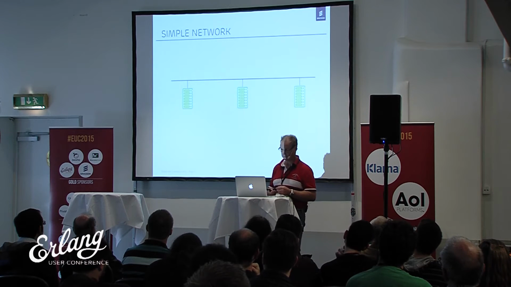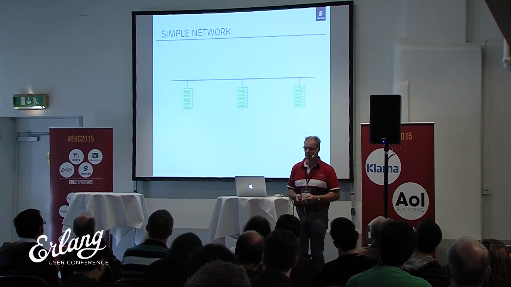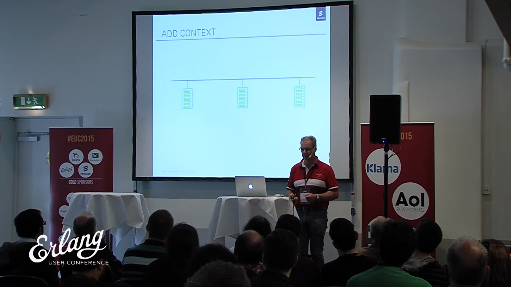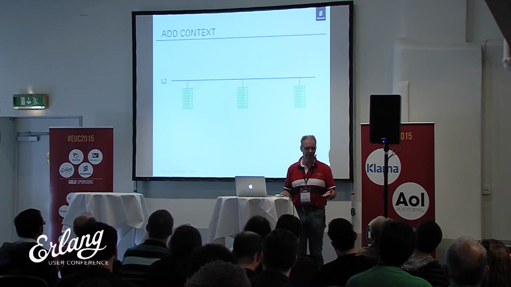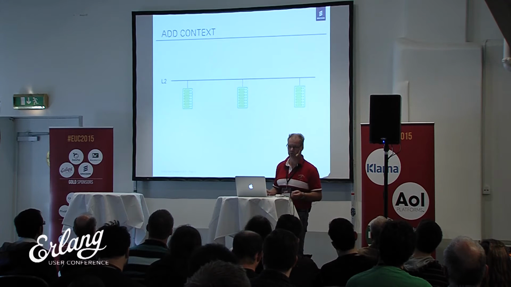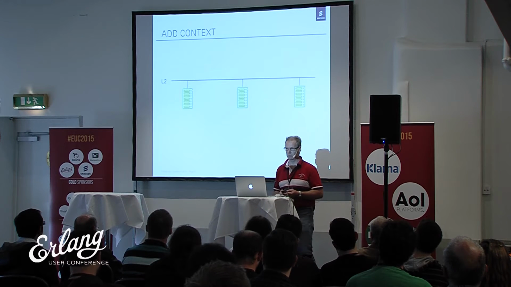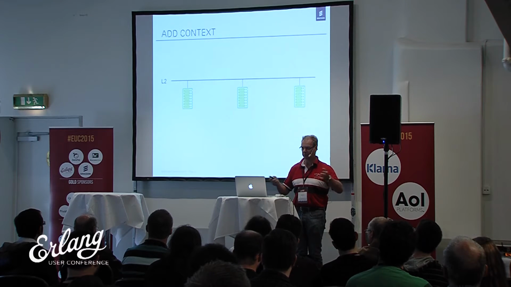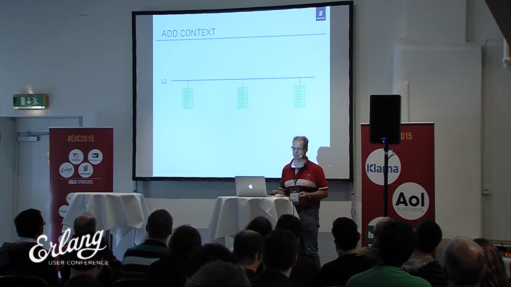So what to do next? Yeah, this is very simple, and we draw it on a whiteboard. But if we add some context to this, it becomes way more complicated. If this is a layer 2 network and it's supposed to spread all over the world, we cannot make a physical connection between these easily. We have to do something else.